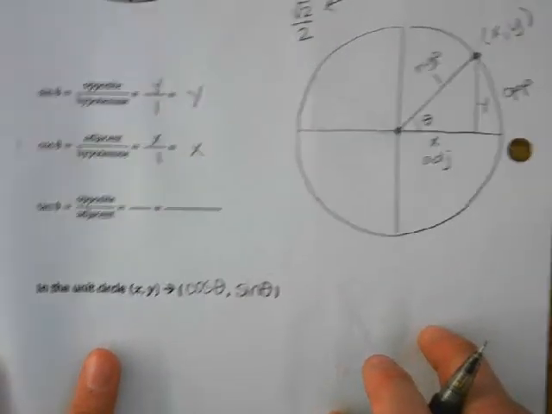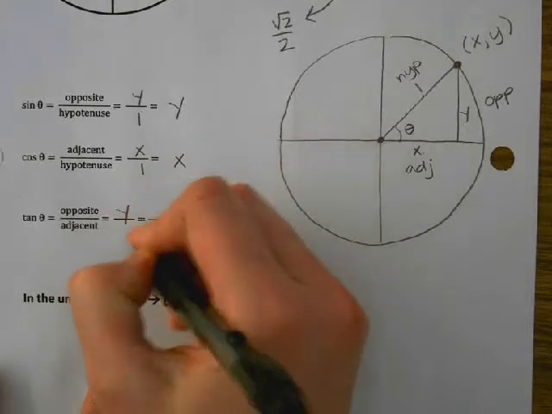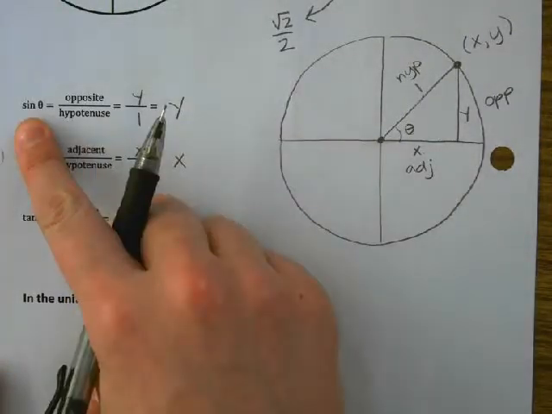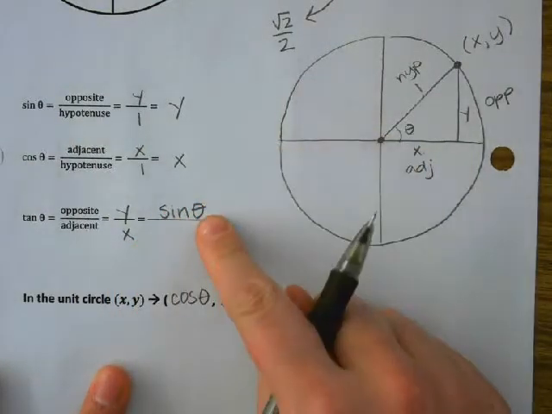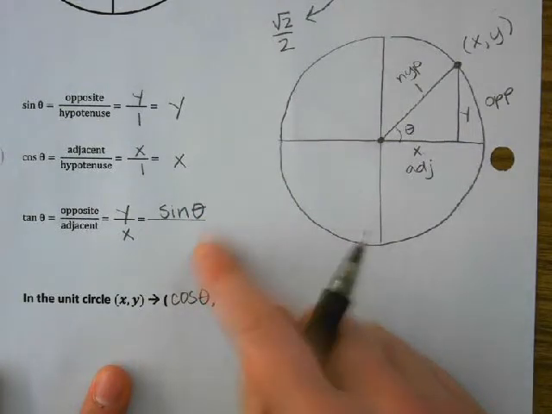Okay. All right, tan is opposite over adjacent. So what should I write for that? Y over x. Y corresponds with sine. So tan could also be described as sine divided by, what does x correspond to? Cosine.